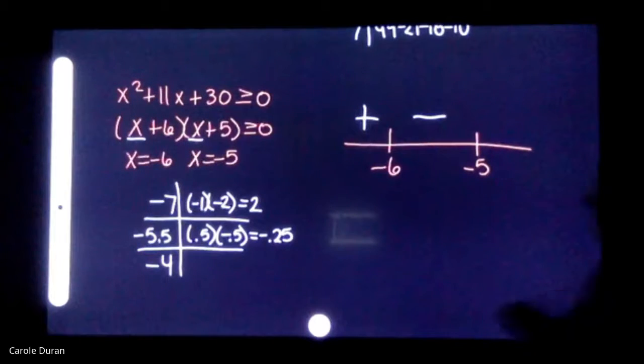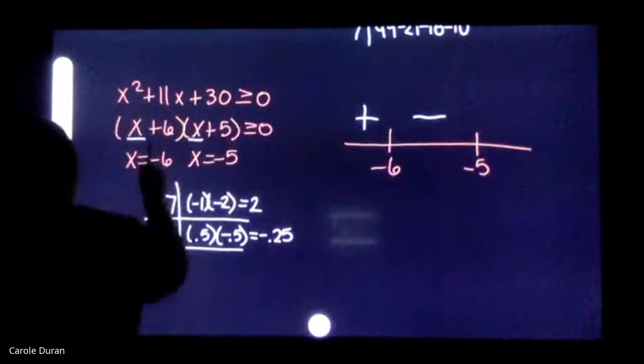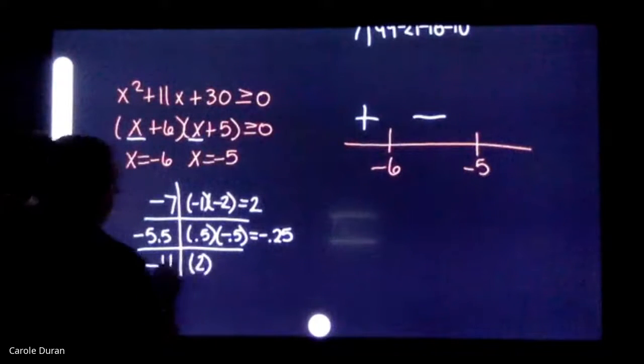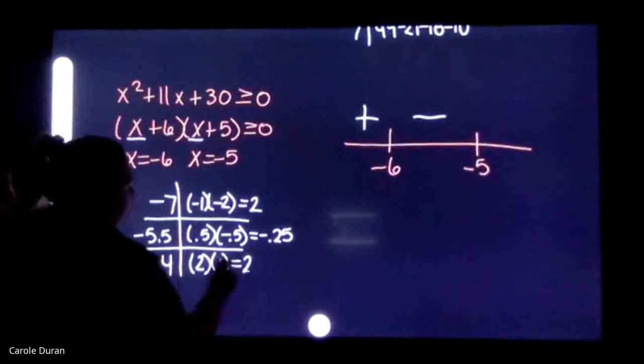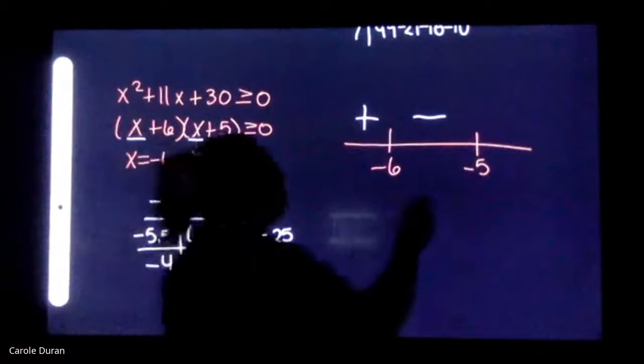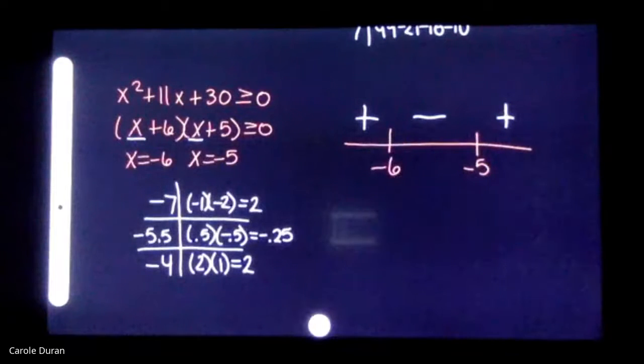I do the same thing with -4. -4 plus 6 is 2. -4 plus 5 is 1. 2 times 1 is 2. So this is going to give me a positive set of answers on that interval.